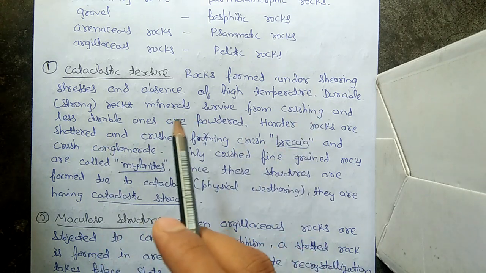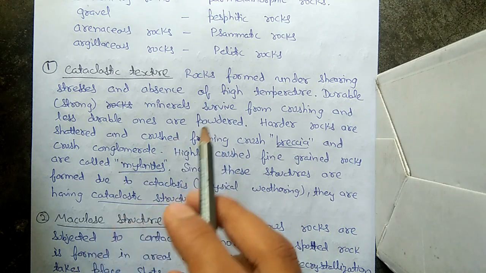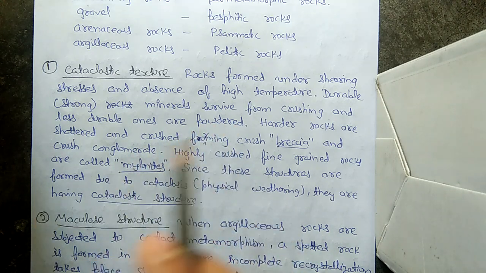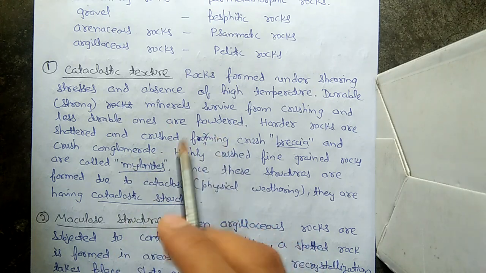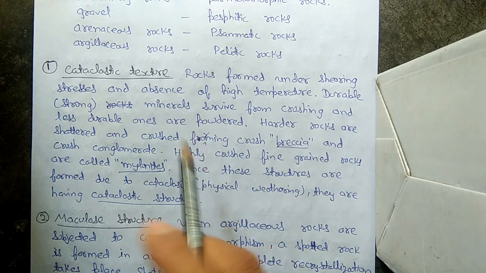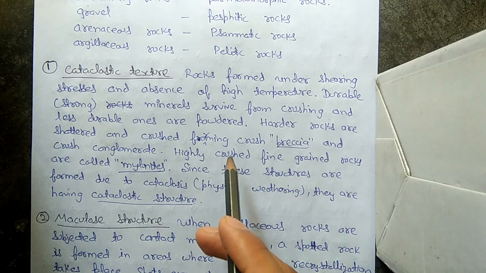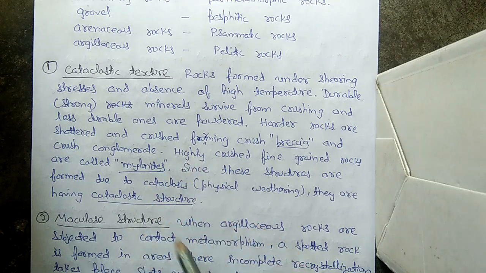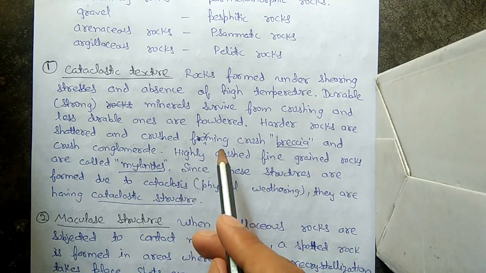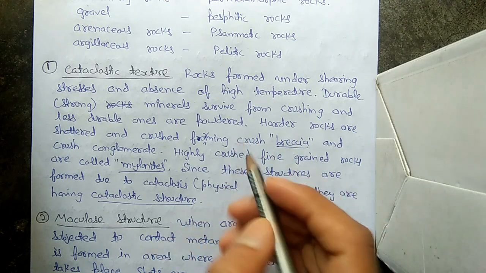Durable minerals survive from crushing, and less durable ones are powdered. Durable means strong minerals survive, and those that are not that strong are powdered. Harder rocks are shattered and crushed, forming crush breccia. Harder rocks are shattered, first broken down into pieces, and then crushed, meaning broken down into very fine material, forming crush breccia. The name of the rock is crush breccia.